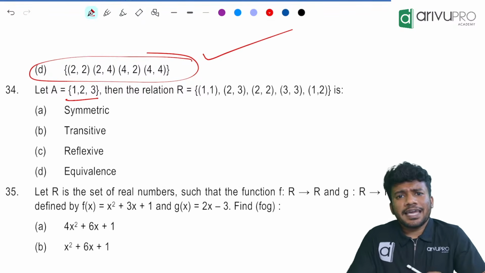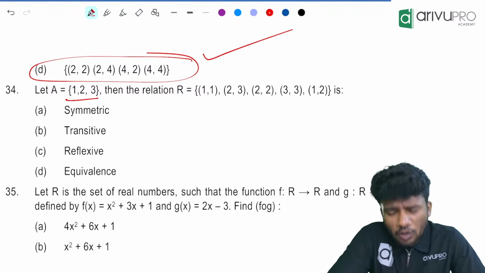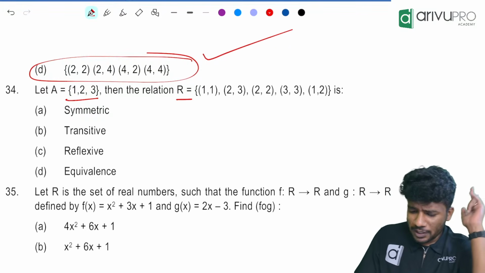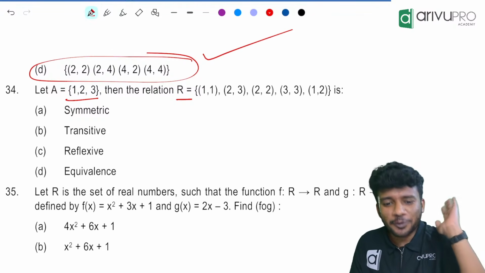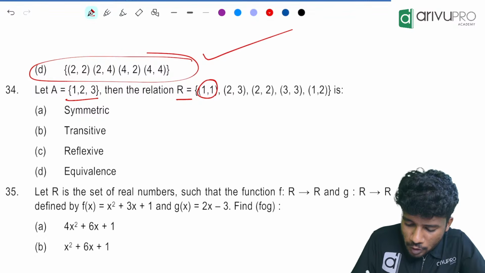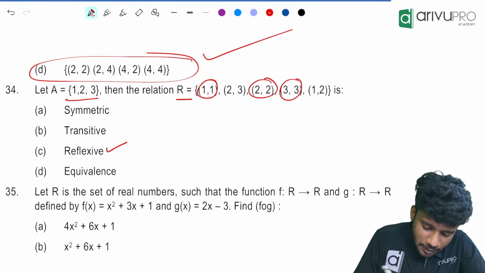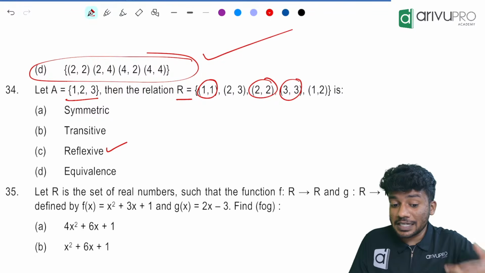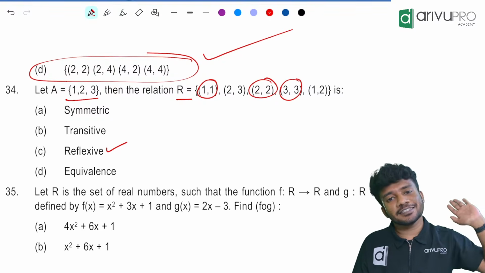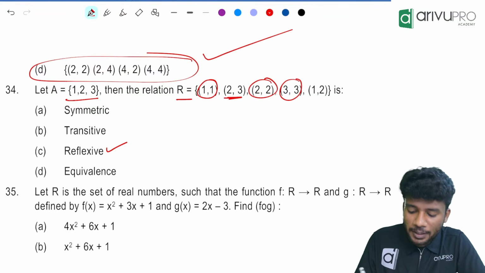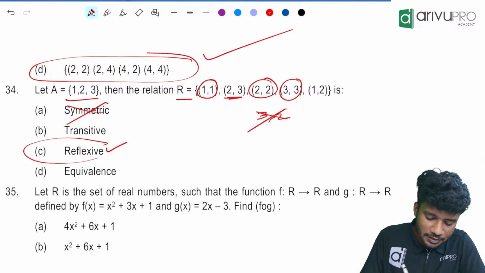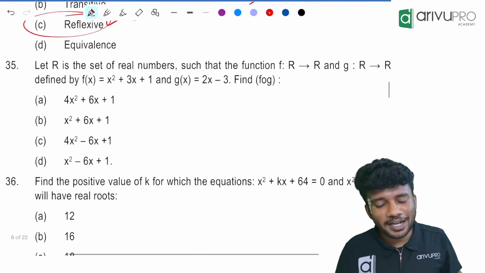Now, set A is equal to 1 comma 2 comma 3. Then relation R is (1,1), (2,3), (2,2), (3,3), (1,2). We need to find what type of relation it is. People, 1 comma 1, 2 comma 2, 3 comma 3 is there. That means it is reflexive. Now we need to check whether it is symmetric and transitive at the same time. Then only we can say it is an equivalence relation. Now people, 2 comma 3 is there. 3 comma 2 is not there. That means it is not symmetric. So the answer is what, people? Option C is your answer.